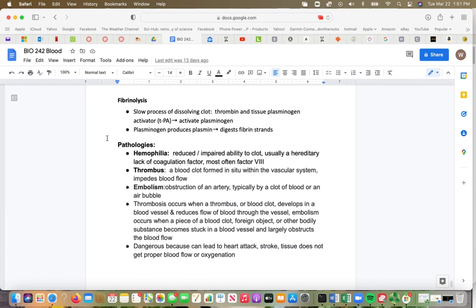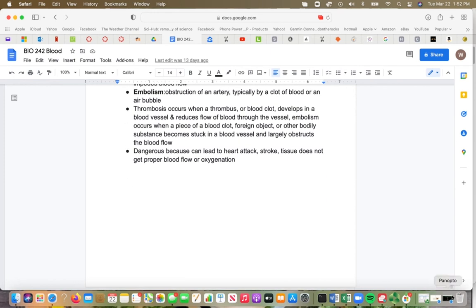An embolism obstructs the artery, is typically obstructed by a clot of blood or an air bubble. So thrombosis occurs when the thrombus or blood clot develops in the blood vessel and reduces blood flow through that vessel. The embolism is when the piece of the clot or a foreign object or some other substance becomes stuck in the blood vessel and obstructs blood flow. They're dangerous because they can lead to heart attacks, strokes. The tissue does not get proper blood flow for oxygenation, and that can damage or kill the tissue quite quickly. So that is the section on blood.